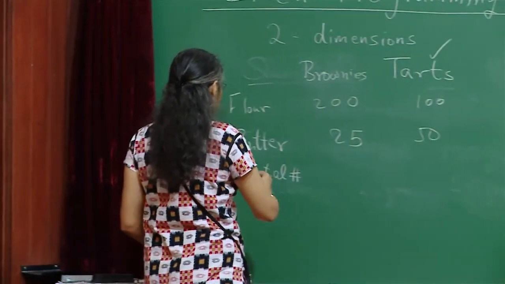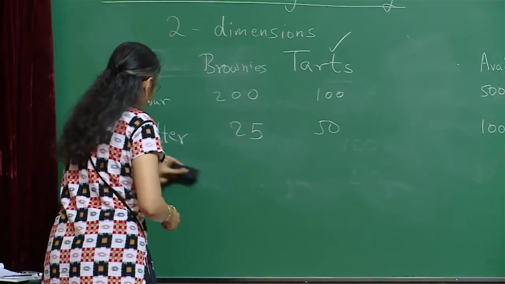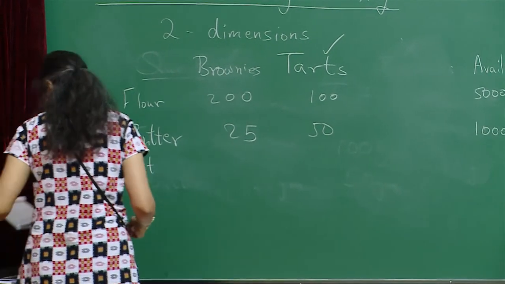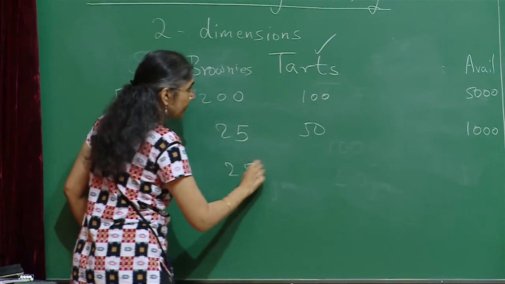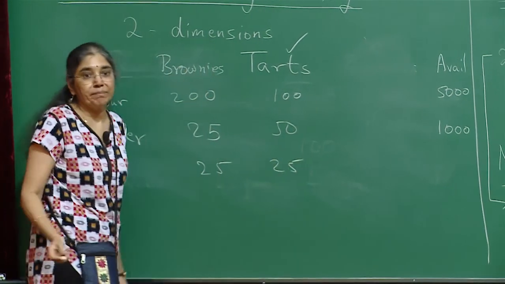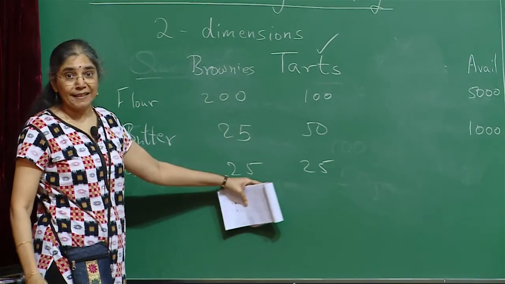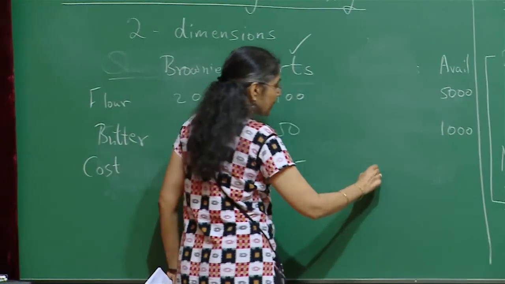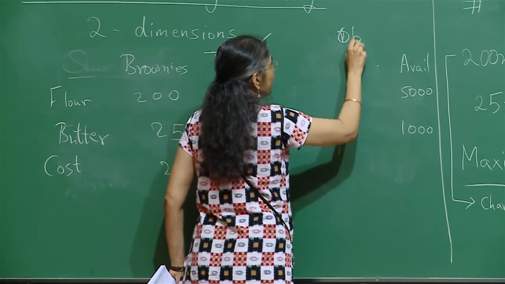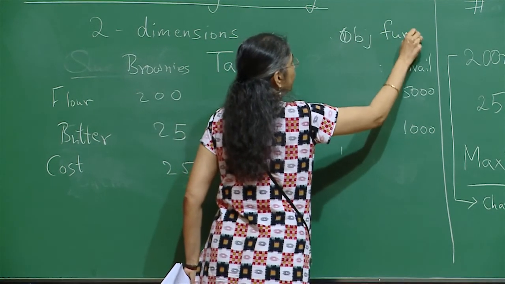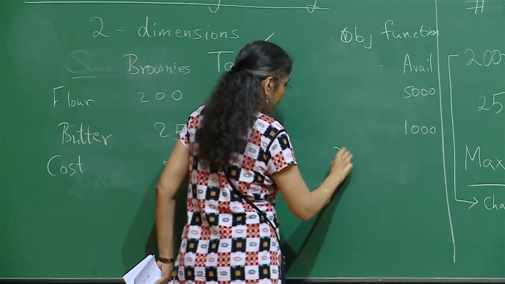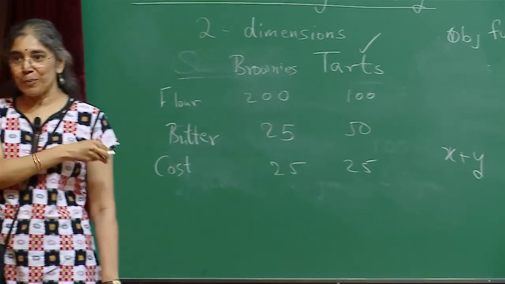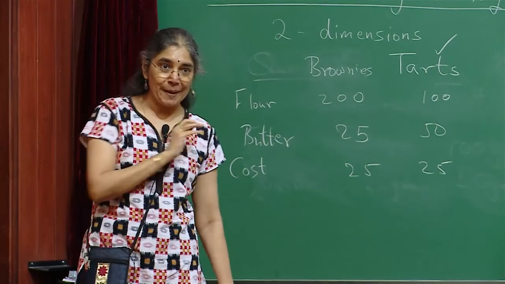So let me try and put down an actual cost. So let's say that a brownie sells for 25 rupees and a tart also sells for 25 rupees. In this case, if I want to maximize the amount of money I can make, then what is the objective function going to be? It's going to be x plus y. Well, really speaking, it's going to be 25x plus 25y, and you can pull out the 25. You maximize x plus y, you would have maximized this.